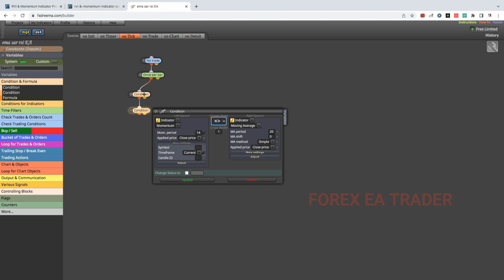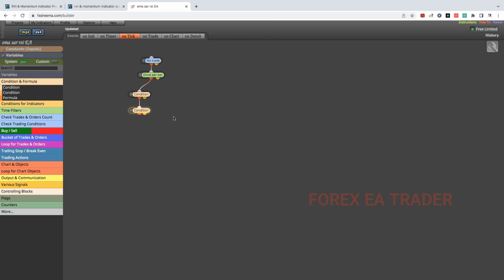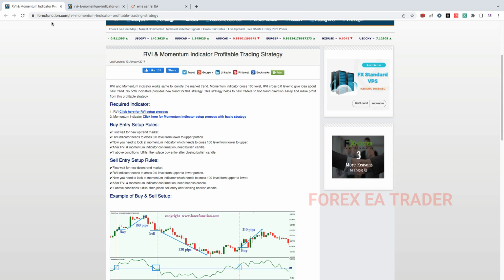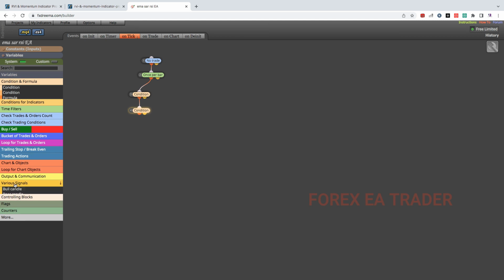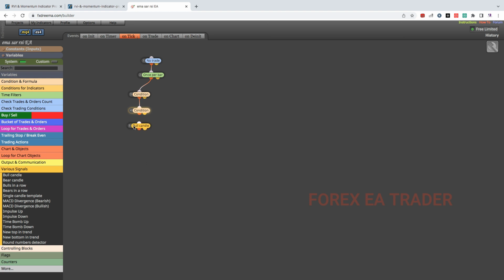So we're going to say RVI needs to be above the 0 line already, and momentum, the moment it crosses over, we want this to happen. So then we are going to come to value. That's how we set the value for our line, and it's 100, and we're going to update. Then the other condition is we are going to need a bullish candle. So let's just come here where it says various signals, and we are going to pull a bull candle.